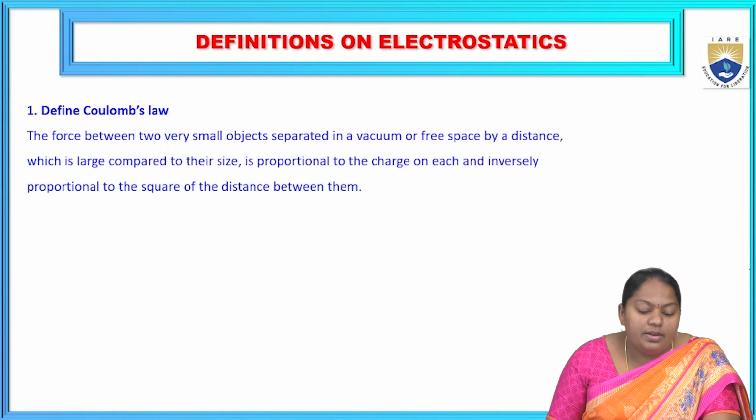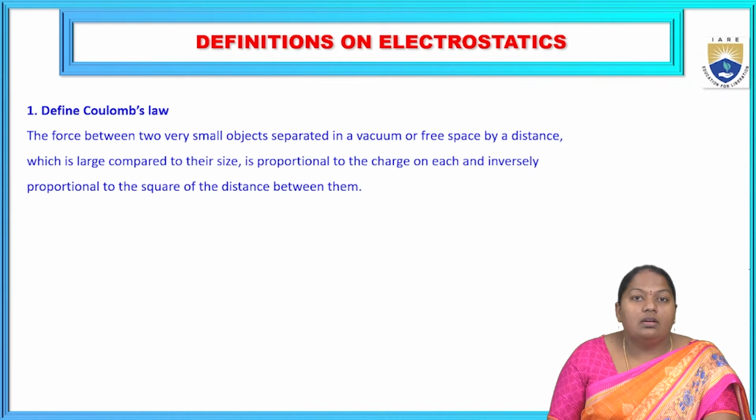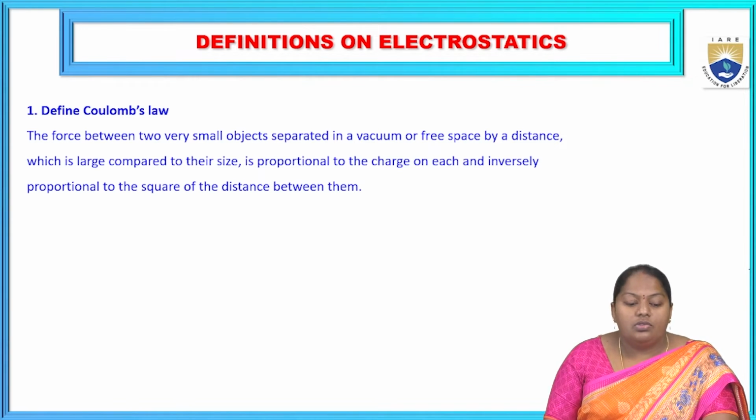The first one: how to define Coulomb's law. As we know from the previous classes, Coulomb's law in general says that the force exerted between two stationary charges is directly proportional to the product of those two charges, and it is inversely proportional to the square of the distance between the two charges.